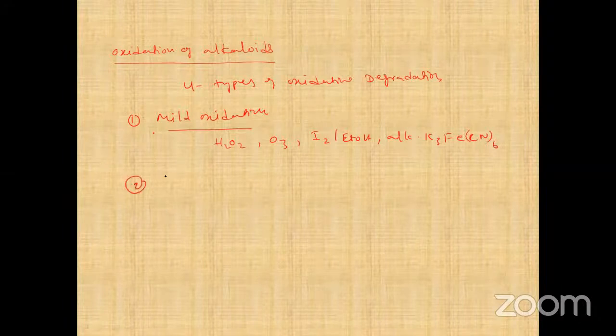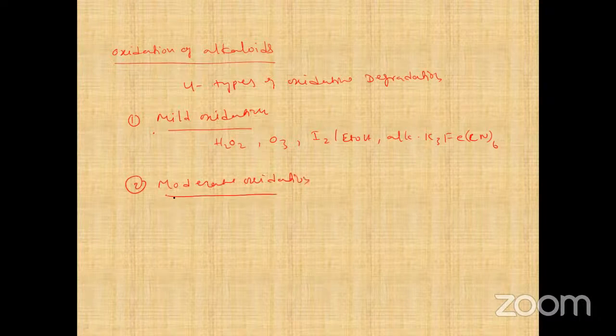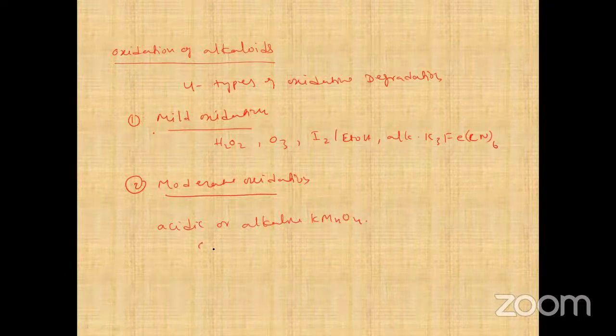And the second one, moderate oxidation. In moderate oxidation, we use acidic or alkaline KMnO4, chromic oxide in acetic acid, DMSO, PCC, and silver carbonate. Silver carbonate can also be used for oxidation.